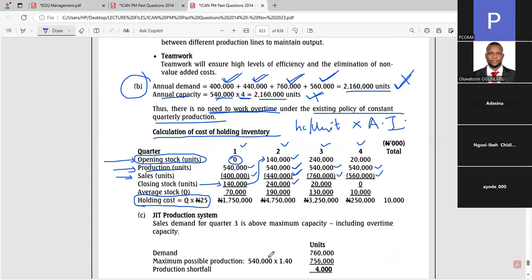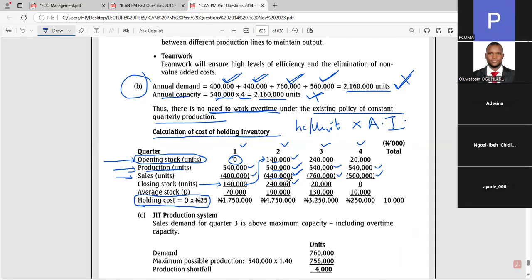So that 240 is what I don't understand, sir. Your voice is very low. What are you saying? How do you arrive at that 240, sir? God bless you. 140 plus 540 minus 440 equals 240.